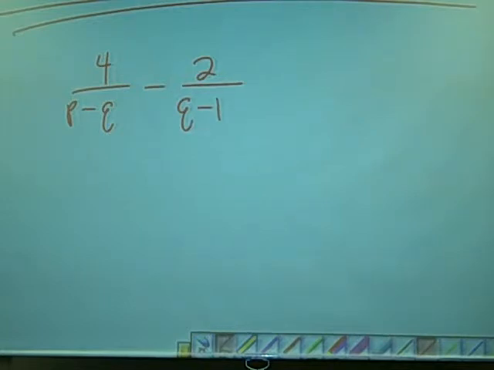Let's try this one. We've got 4 over P minus Q minus 2 over Q minus P. Well, are P minus Q and Q minus P the same? Just like 2 minus 3 and 3 minus 2, are they the same? They're not, right? So we can't assume that Q minus P is the same as P minus Q.